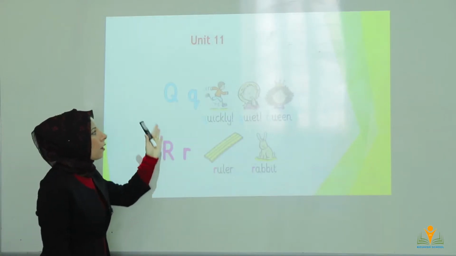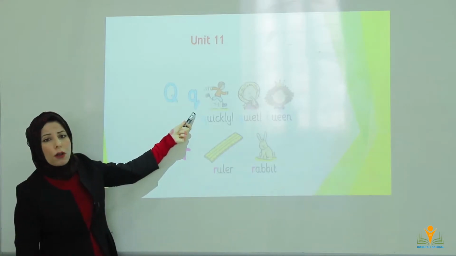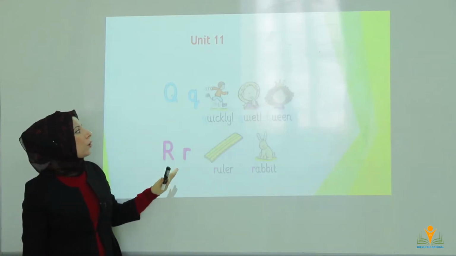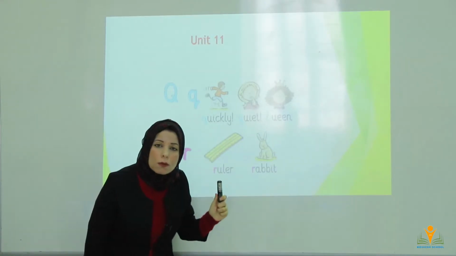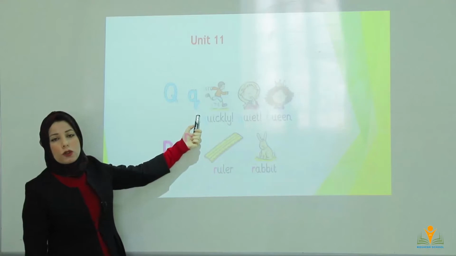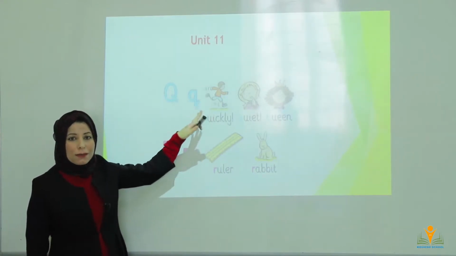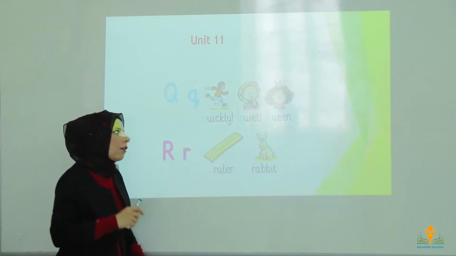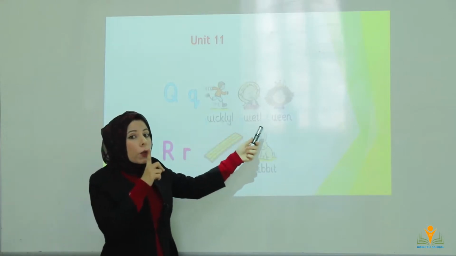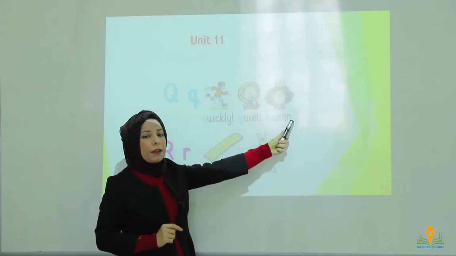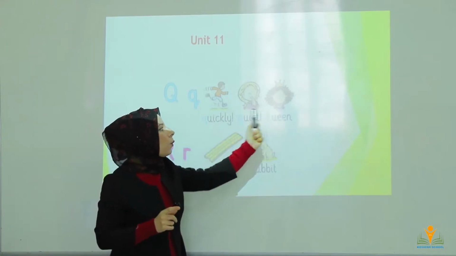This one is unit 11 guys. We have Q capital, Q small. What are these letters? This one's Q capital, Q small. Now, let me read it for you. We have words and pictures. Guys, repeat it after me, okay? Quickly, quiet, queen.